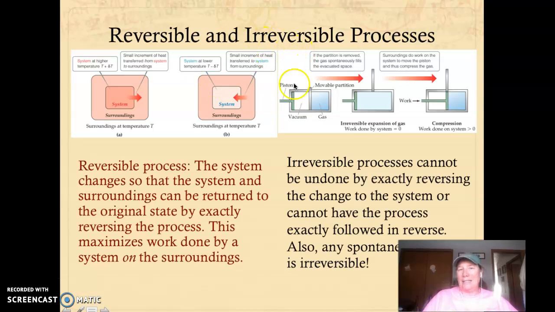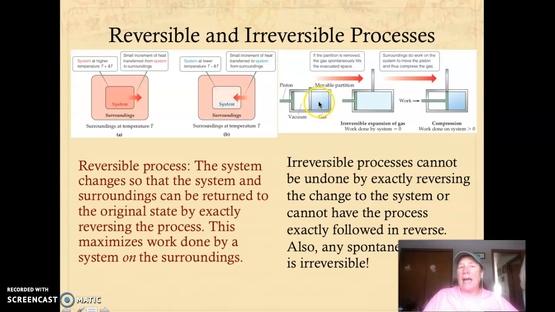If it's an irreversible reaction, okay, they cannot be undone. So the exact reversing doesn't happen. So again, we had some of those reactions that weren't spontaneous, but we caused them to happen. Okay, but any spontaneous process is irreversible. Okay, you can still get the reaction to happen, but you're going to have to do something, and it's not going to go back.